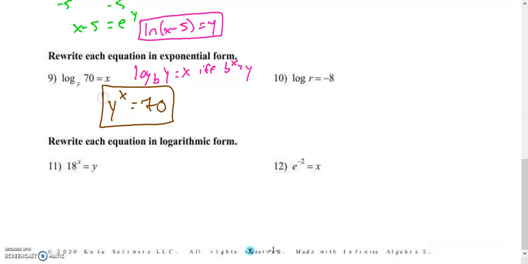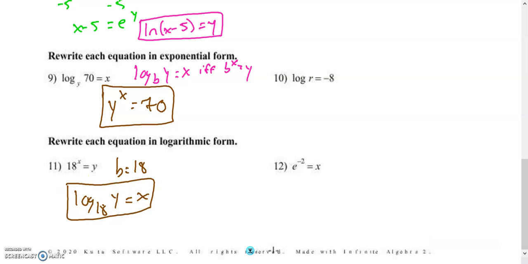There's your solution. So the next part is now we write each equation in logarithmic form. So you're going backwards. All right? So now we're going to go from b to the x equals y back to log base b of y equals x. So here, we see that b is 18, and x and y both are what they are in the example of b to the x equals y. So we have log base 18 of y is equal to x. Okay? So you should be able to use number 12. Number 12 is using a natural log, so similar idea.